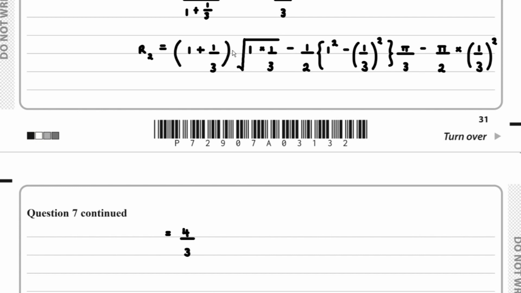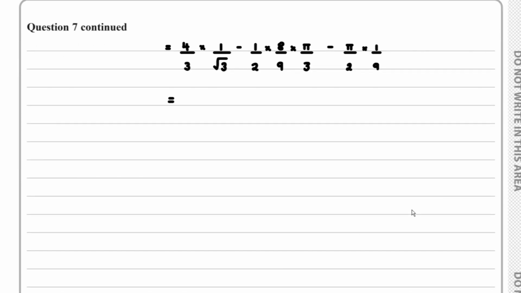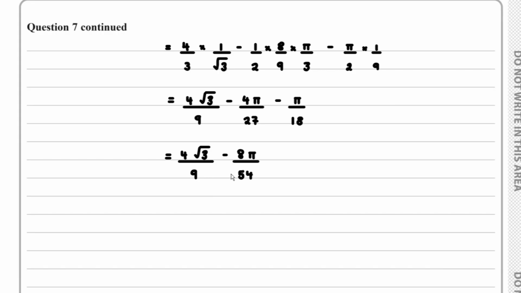Well, here I'd have 4 over 3 times 1 over root 3, take away a half times 8 over 9 times pi over 3, take away pi over 2 times a 1/9. So if I continue simplifying, we'd have 4 root 3 over 9, take away 4 pi over 27, take away pi over 18. So I've got 4 root 3 over 9, take away 8 pi over 54, take away 3 pi over 54, which simplifies to 4 root 3 over 9, take away 11 pi over 54. So that's what R2 is.